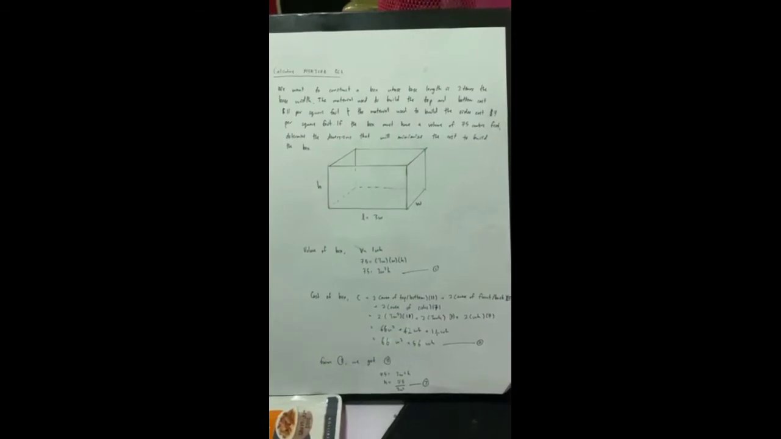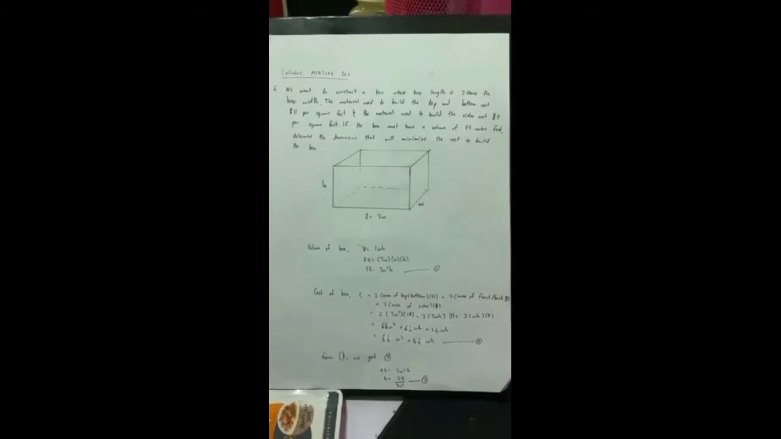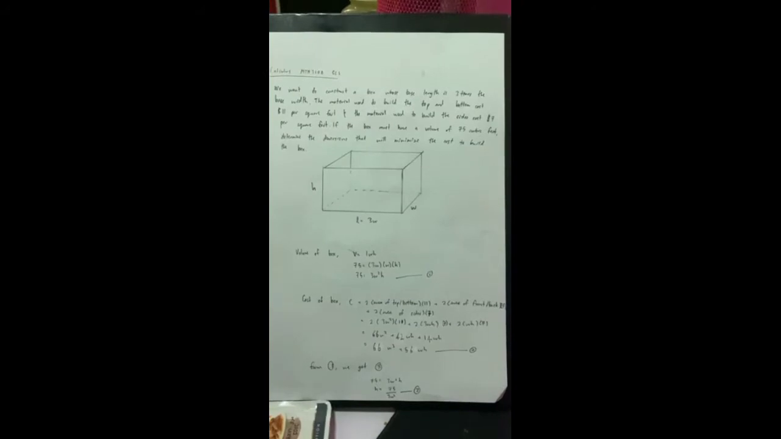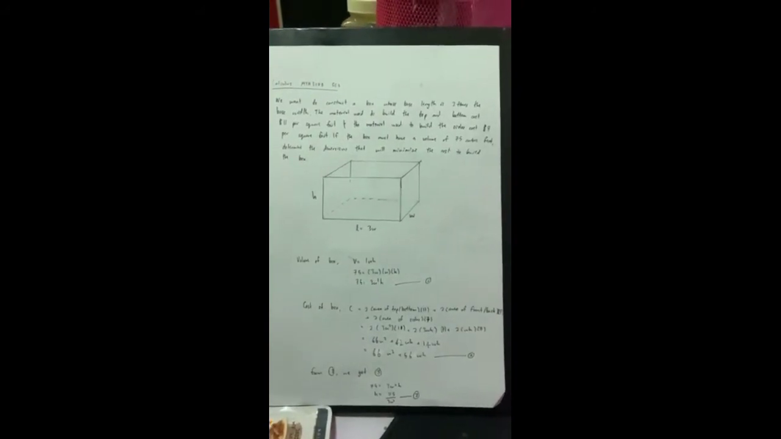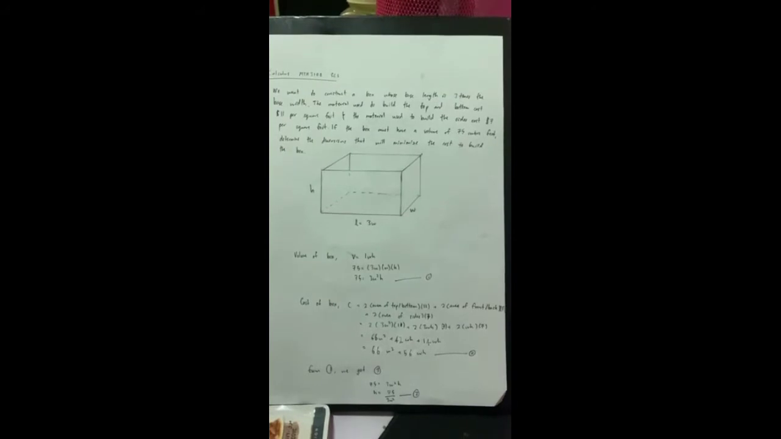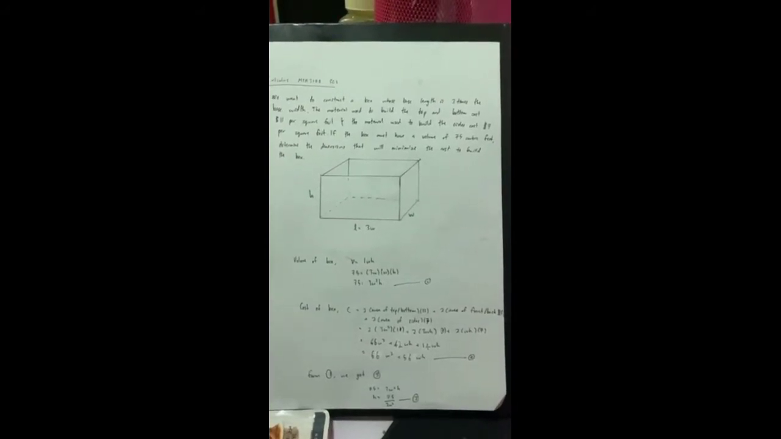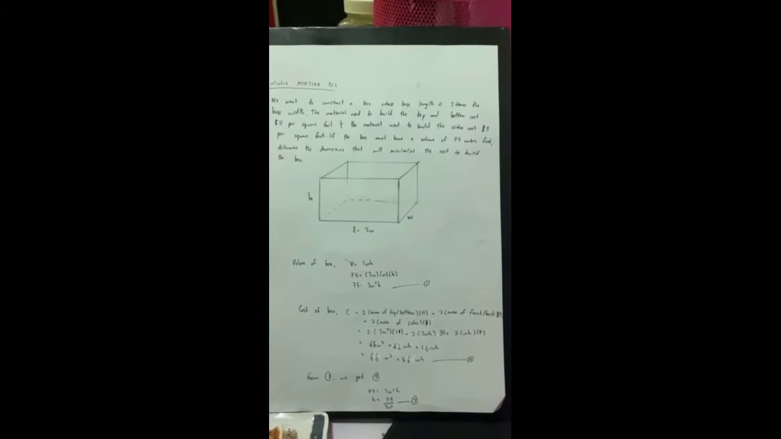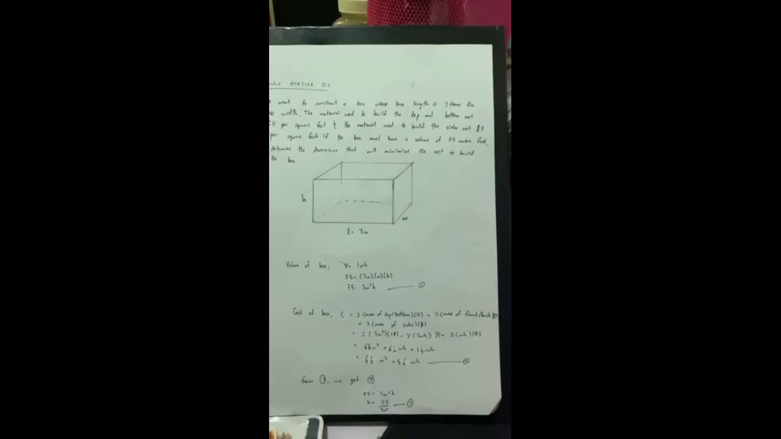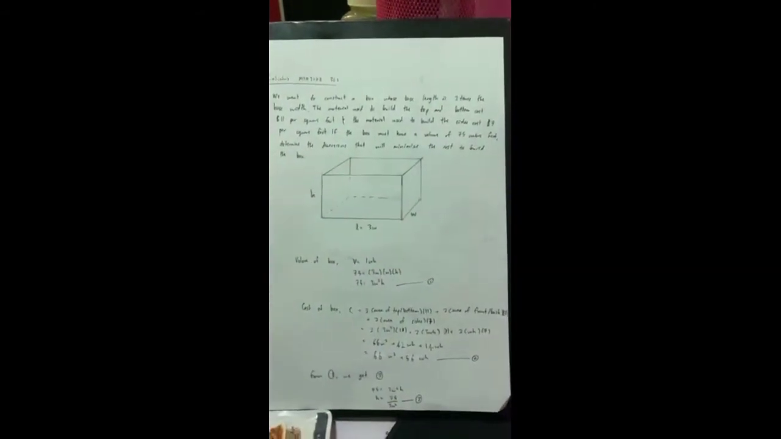Hello and Assalamualaikum everyone. So I'm going to do question number 6 for SAL. The question is, we want to construct a box whose base length is 3 times the base width. The material used to build the top and bottom costs $11 per square foot, and the material used to build the sides costs $7 per square foot. If the box must have a volume of 75 cubic feet, determine the dimensions that will minimize the cost to build the box. Okay, so first kita lukis the cube.